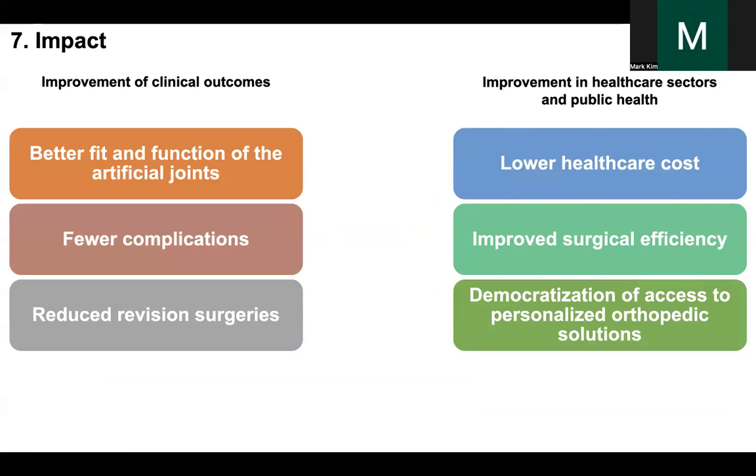Next, I would like to talk about the impact from this study. There will be 2 possible impacts from this study, the 2 main impacts. The first one is improvement of clinical outcomes. So this study will improve the clinical outcomes and the clinical prognosis of patients via better fit and function of the artificial joints, fewer complications, and reduced revision surgeries.